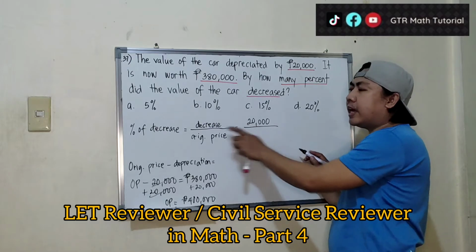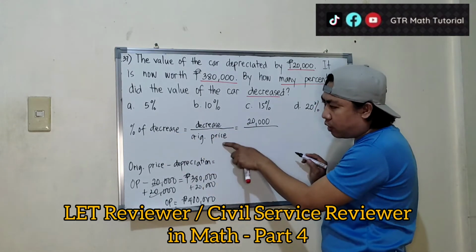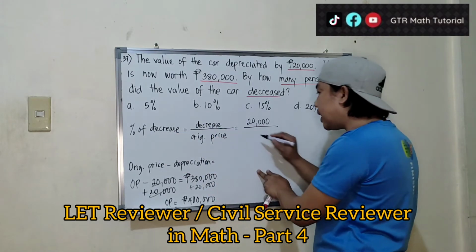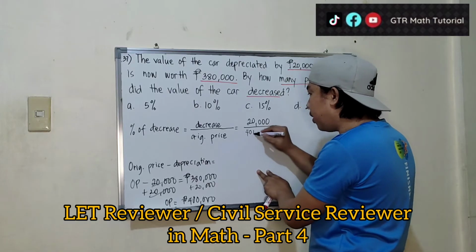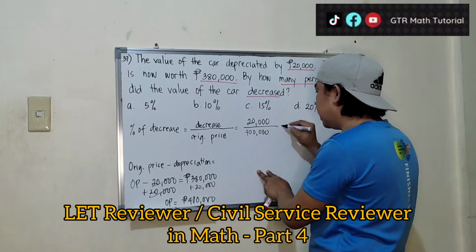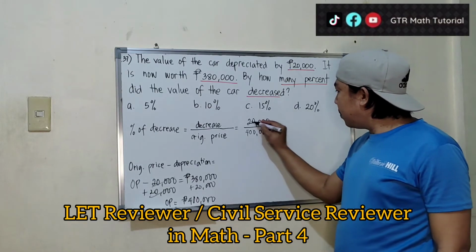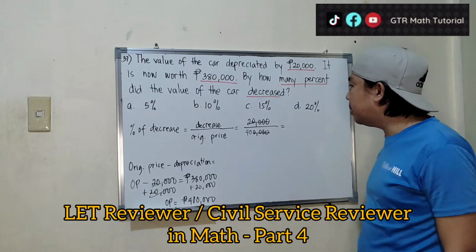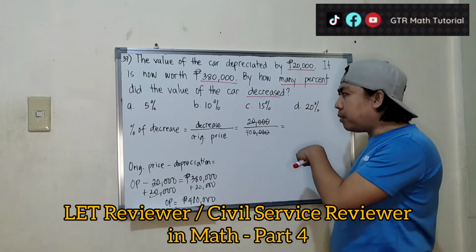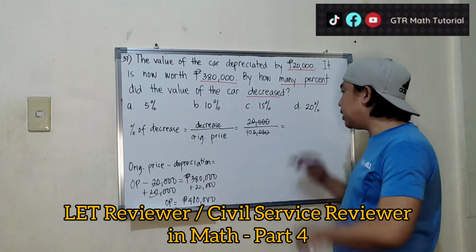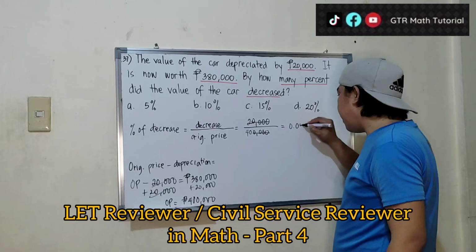So, divide lang natin. Percent of decrease is decrease over the original price. So, 20,000 divided by 400,000 pesos. That is equal to, ilan yan? Tanggalin lang natin itong 4 na 0. 2 divided by 40, so that is 1 over 20. That will give us 0.05.